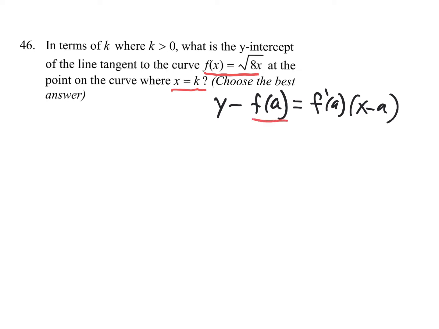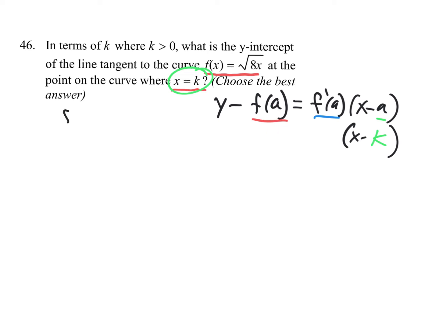All right, so we need these three parts. I'm going to do it in three colors: red, blue, and green. Green's easiest. They told us what it is. That's just a k. So I already know that my a value is just k. Then we need to find the f of k.